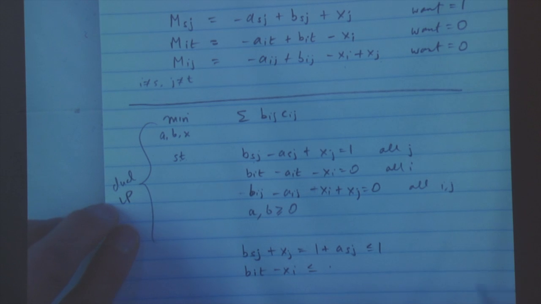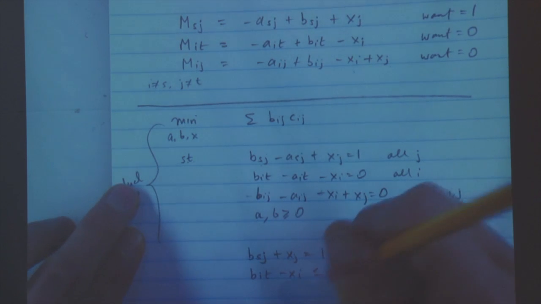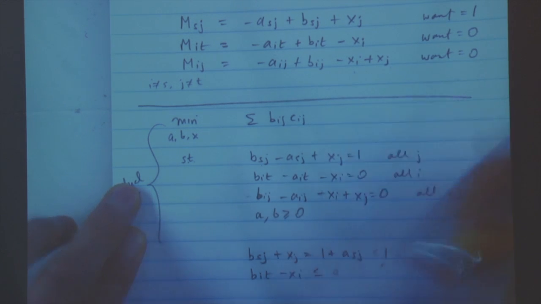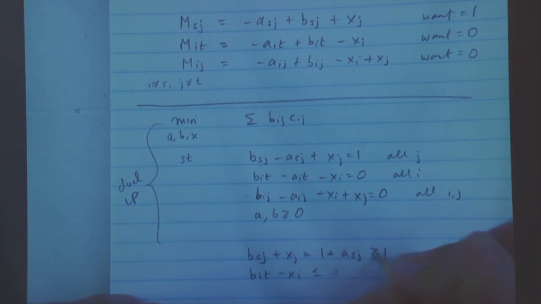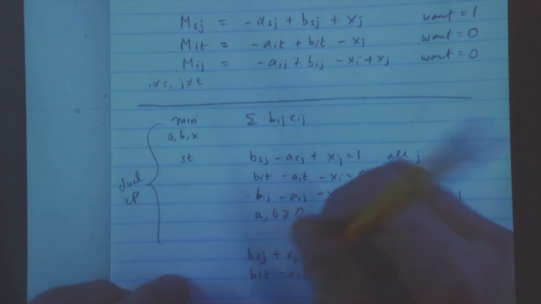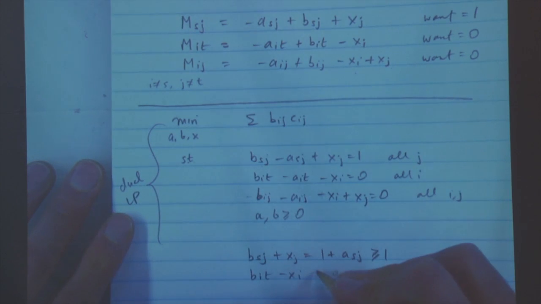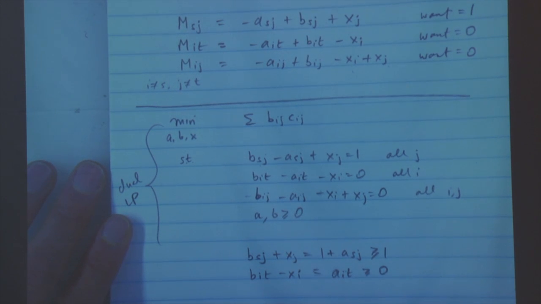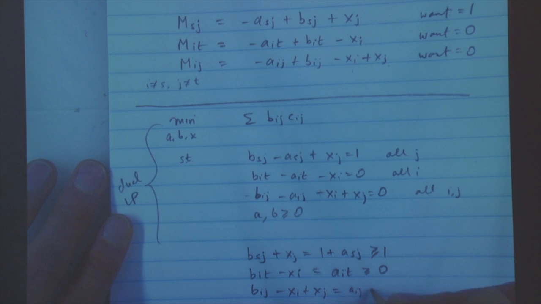No, I have the signs right. So less than or equal to this line? Right, sorry. Yeah, of course. Since a is non-negative, it has to be bigger than or equal to 1. Right, this is equal to ait, which is bigger than or equal to 0. And the last line looks like bij minus xi plus xj is equal to aij, which is bigger than or equal to 0.